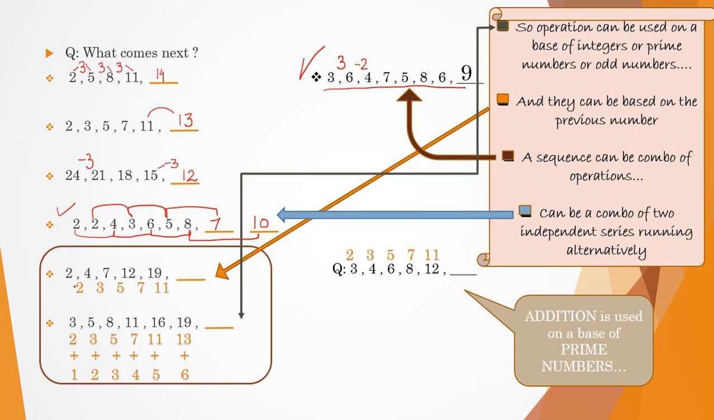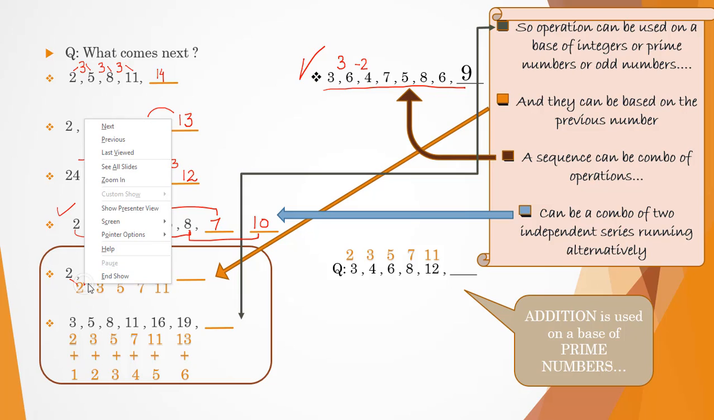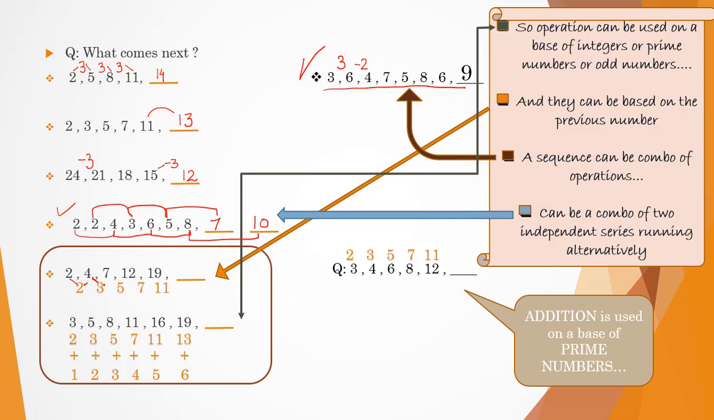Here a prime number is being added to every next number. 2 plus 2, 4, 4 plus 3, 7, 7 plus 5, 12, 12 plus 7, 19, 19 plus 11, 30. In the next question, prime numbers are being added to positive integers. 1 plus 2, 3, 2 plus 3, 5, 3 plus 5, 8, 4 plus 7, 11, 5 plus 11, 16, 6 plus 13, 19, 7 plus 17, 24.